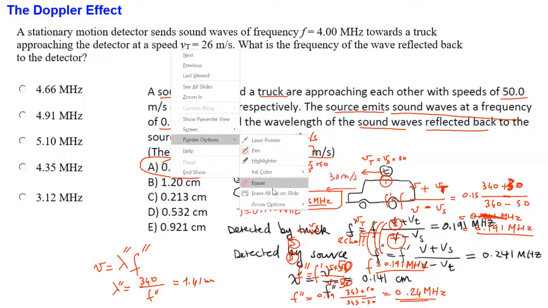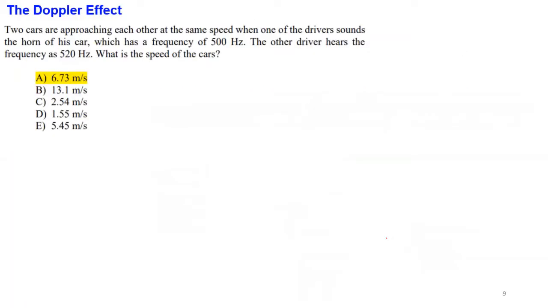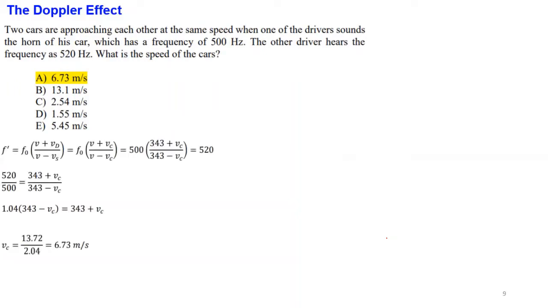Let me erase this and then I summarize. So this is what we did. This is the frequency detected. This is the frequency of the sound, the original sound. This is the frequency detected by the track, and then it's reflected. Now the frequency detected by the source, I will have to apply the Doppler formula again. Great. I will skip this problem because we already solved this type of problem.